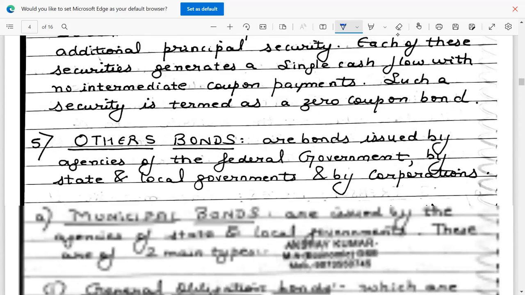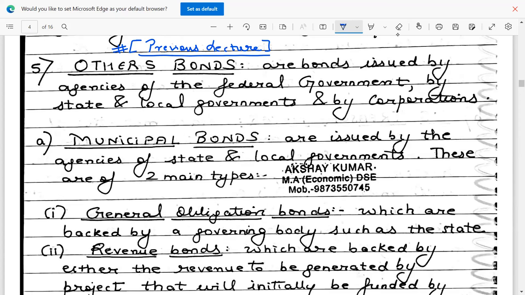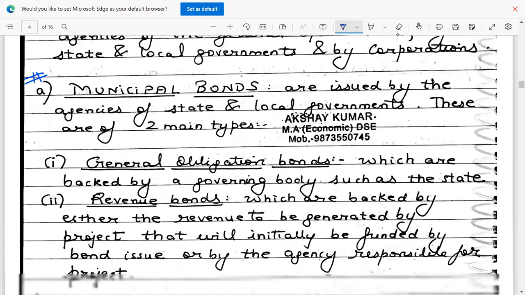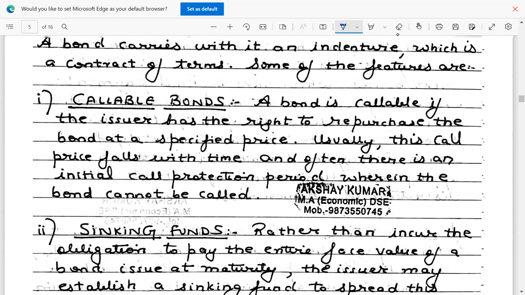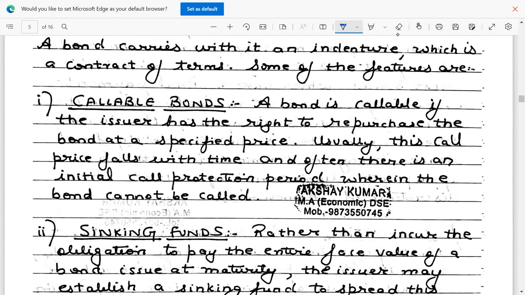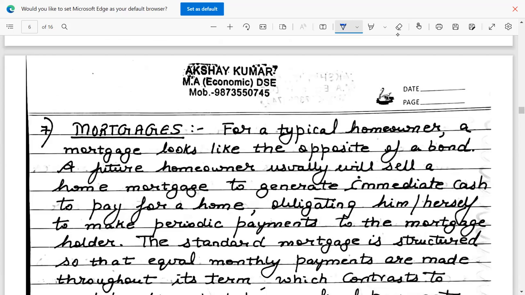In just the immediate previous lecture, we had talked about other bonds, where we had done a discussion of municipal bonds, and we had also talked about corporate bonds. We had also done some of the characteristics of bonds, like the callable properties, sinking funds, debt subordinations. All this was covered in the previous lecture. And in the previous lecture, we had also talked about mortgages.